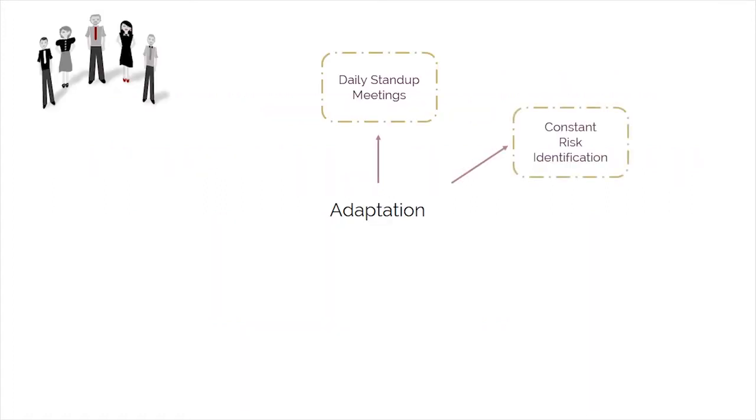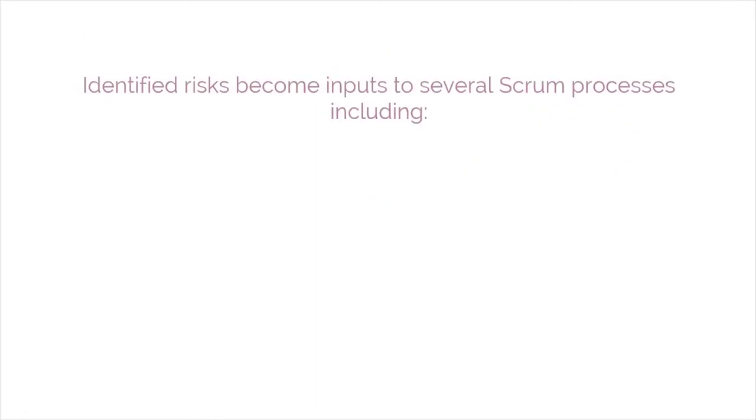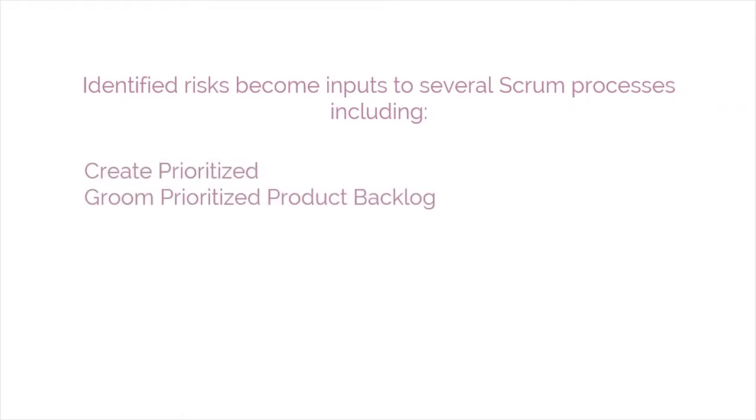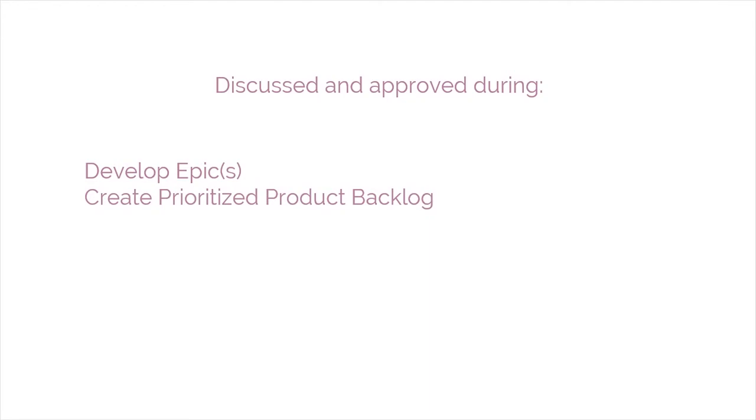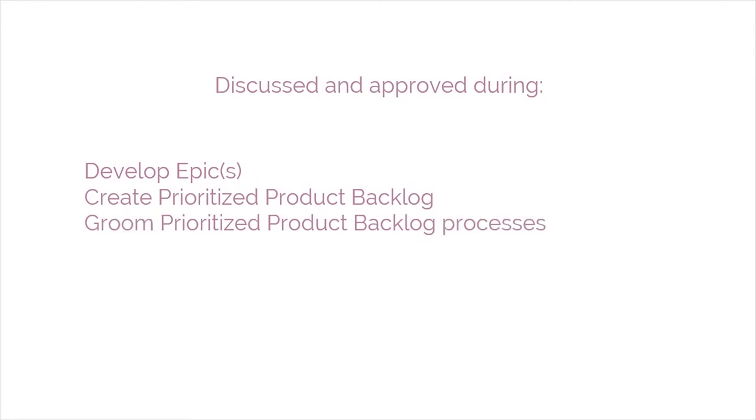Risk identification is performed and iterated throughout the project. Identified risks become inputs to several Scrum processes, including Create Prioritized Product Backlog, Groom Prioritized Product Backlog, and Create Sprint Backlog. Improvements can also result in change requests, which are discussed and approved during the Develop Epics, Create Prioritized Product Backlog, and Groom Prioritized Product Backlog processes.